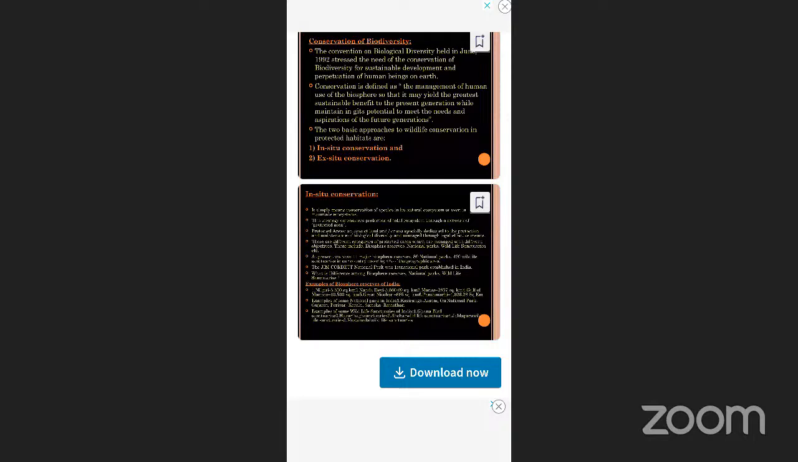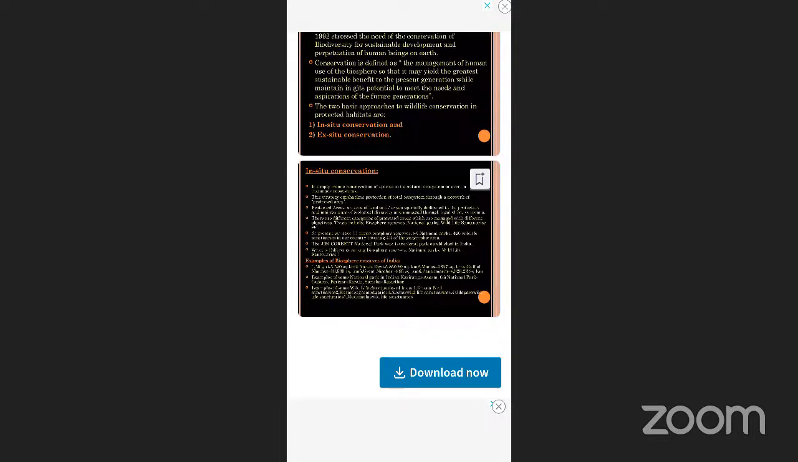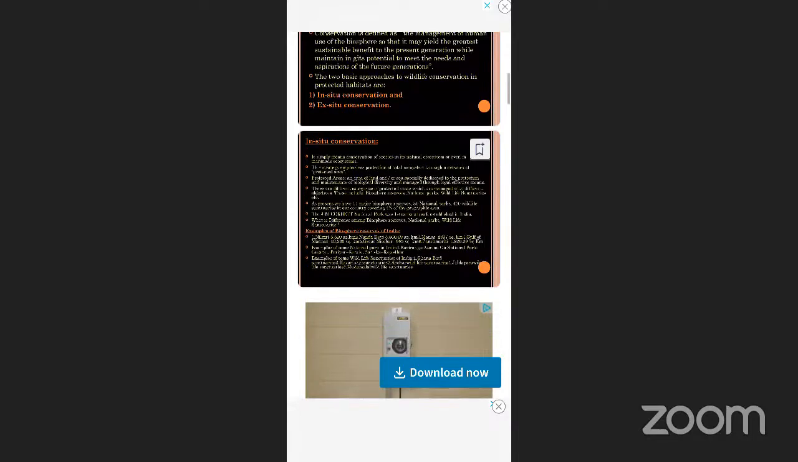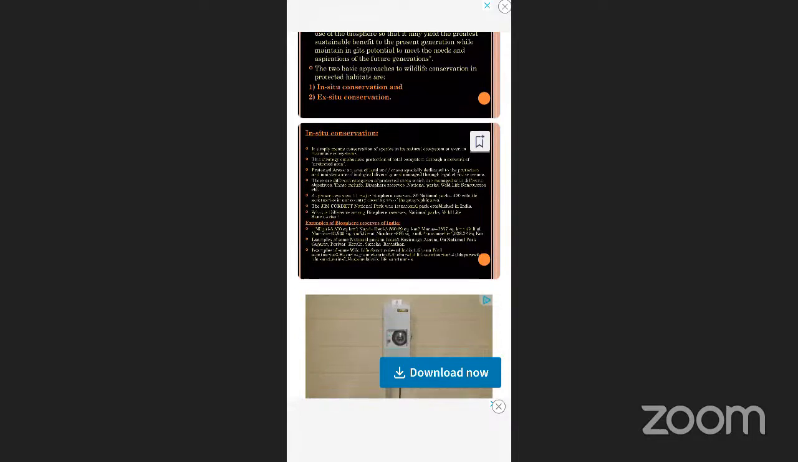At present, we have 18 major biospheres, 543 sanctuaries, and approximately 80 national parks, 40 wildlife sanctuaries. Jim Corbett is a national park located in Uttaranchal. What is the difference between biospheres, national parks and wildlife sanctuaries? Biosphere reserves in India, for example, Nilgiri biosphere, Nanda Devi biosphere. There are 18 biospheres; the first one is the Nilgiri biosphere.